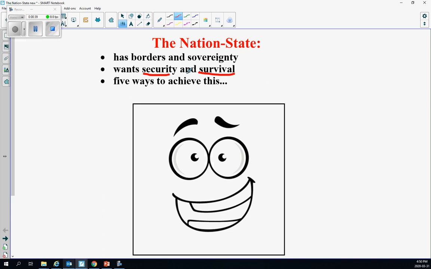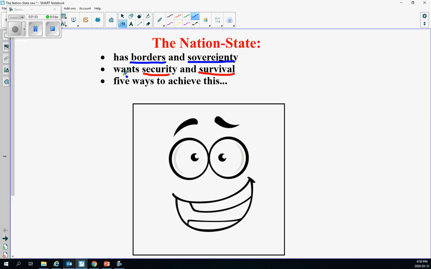Remember that a nation state is sovereign and has internationally recognized borders, and other countries have to recognize those borders and sovereignty as well. A nation does not have borders or sovereignty. It's just a group of people that might have a few things in common. A nation state must have borders and sovereignty. And again, it's after security and survival.